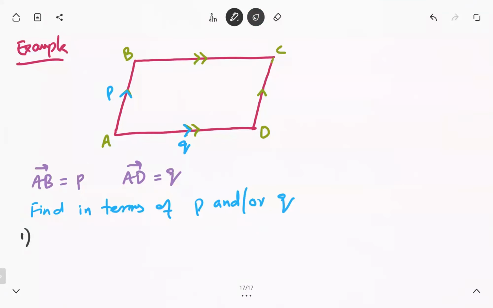Okay, first, yes, Shamir, what is vector CB? No, BC. What is vector BC in terms of P and or Q? Yes. You have to tell the vector BC.